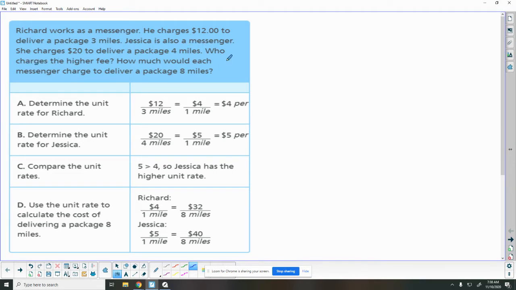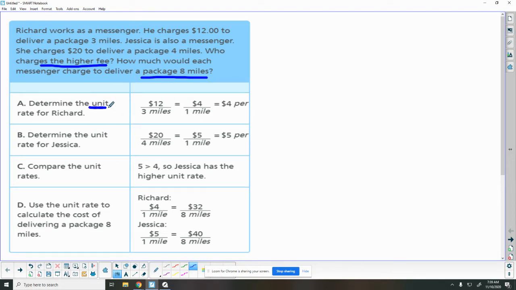So we need to know who charges more, and how much would each messenger charge to deliver a package 8 miles? So we've got 2 questions we need to answer. We know how far they go. We know what they charge, but nothing about them is the same. So they're hard to compare right now.